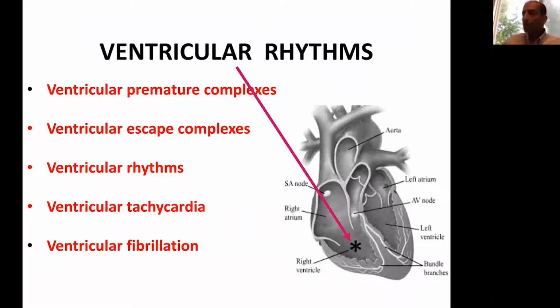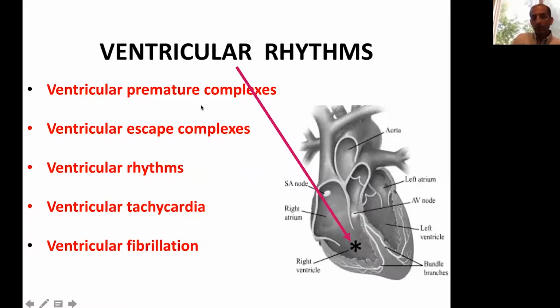Now we shift focus to the lower chamber of the heart. If you look at the lower chamber of the heart, there are two lower chambers, the ventricles. So any rhythm that is coming independently from the ventricles will be called a ventricular premature complex. If you have extra beats coming from the lower chambers of the heart, they are called PVCs or premature ventricular complexes.